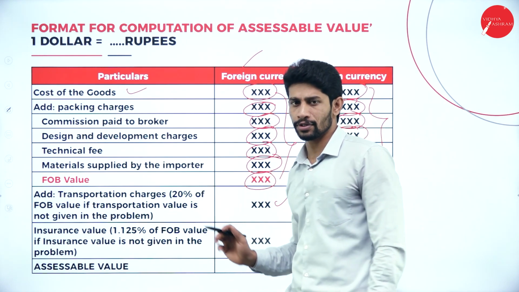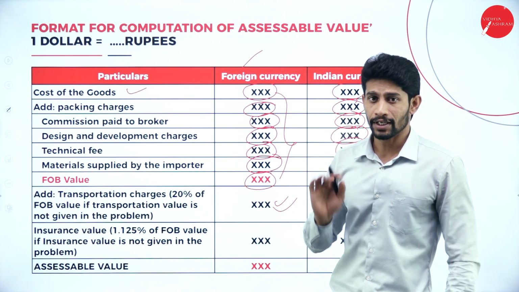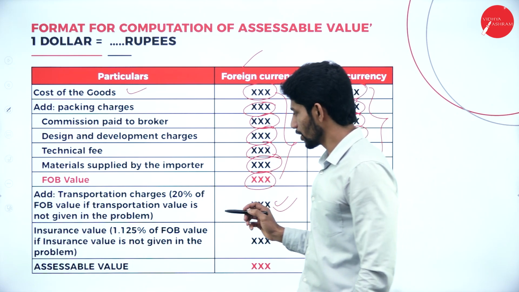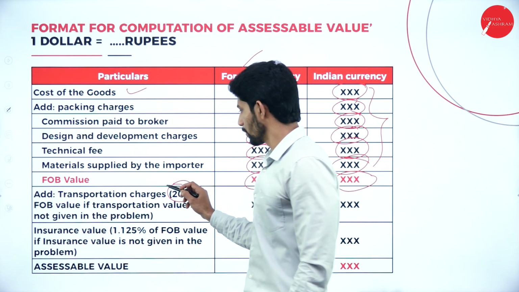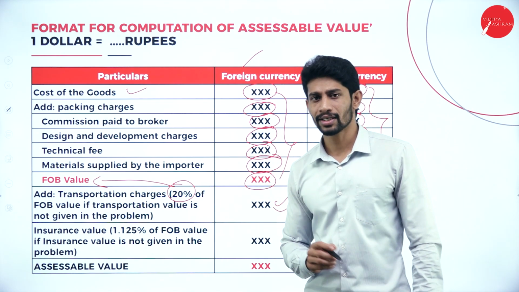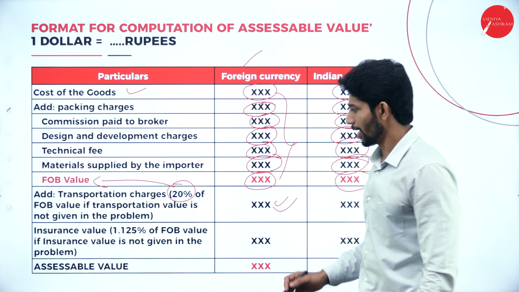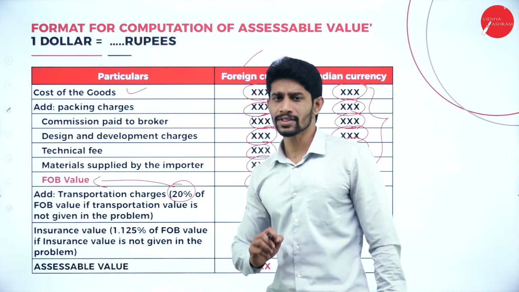So if the transportation charges are given, you are supposed to consider the given amount. If the transportation charges are not given, then you are supposed to take 20% of FOB value. You are supposed to take 20% of FOB value as transportation charges. Next, insurance value.